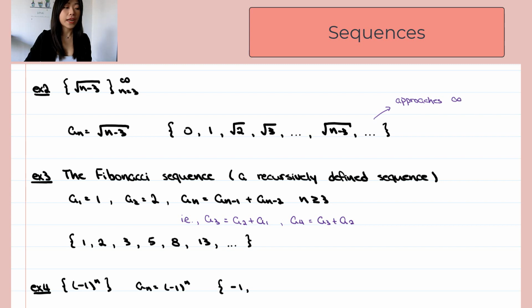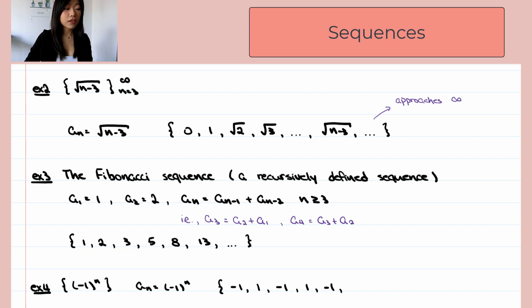Second term, we plug in n equals 2, so negative 1 to the power of 2. We have an even power, so the negative sign cancels and we get 1. Then the third term, we have an odd power, so we still have the negative sign. So the third term is negative 1. Then the fourth term, we get 1.